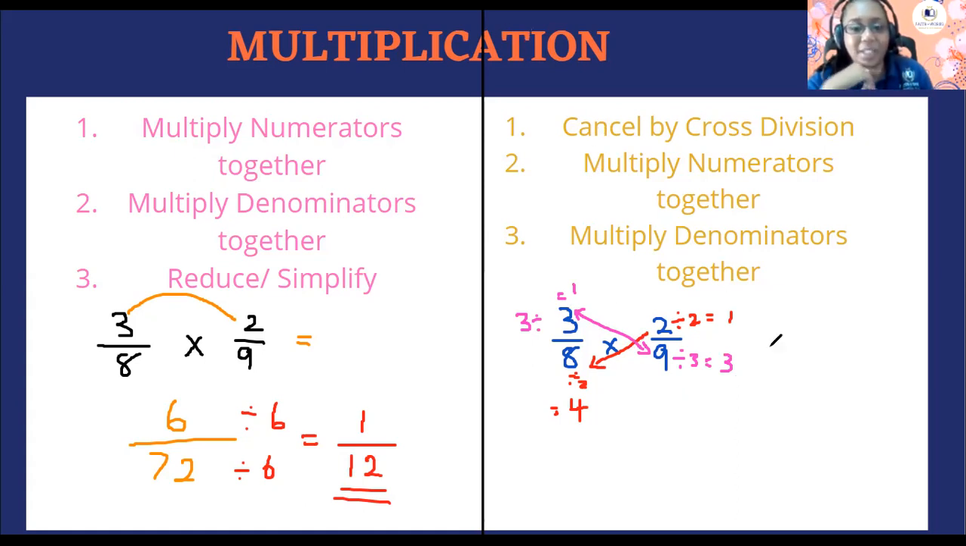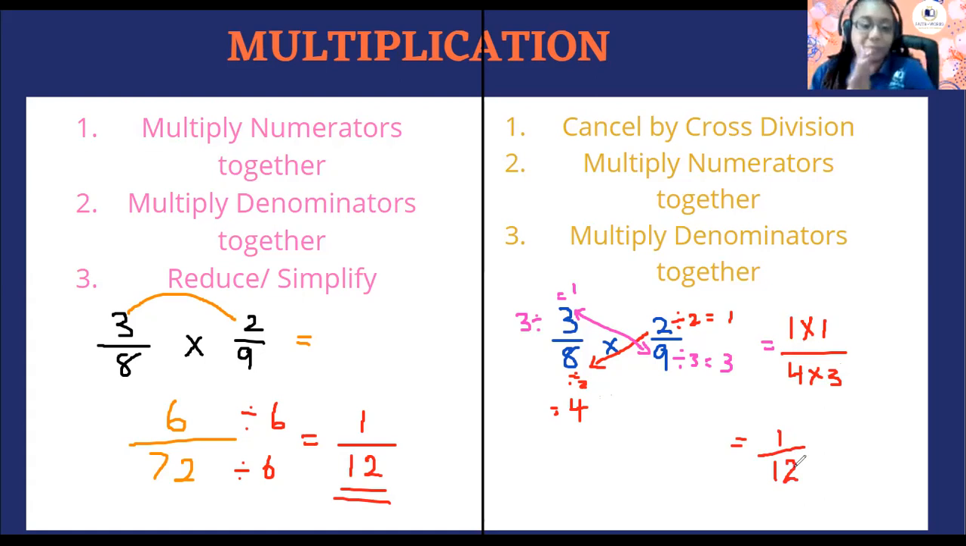All right, let's head over to step number 2. Multiply the numerators together. Put this in red. So 1 by 1. Then we multiply the denominators together. We have 4 and we have 3. So 1 by 1 will give us 1, and 4 by 3 will give us 12. Well, good. All right, so we end up with the same answer, but two different ways of doing it.